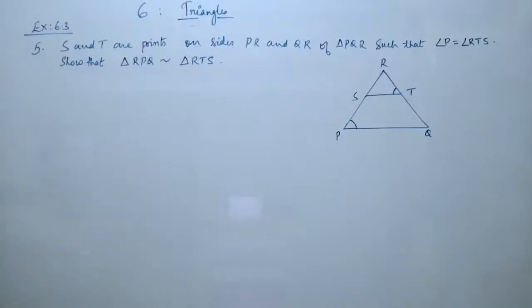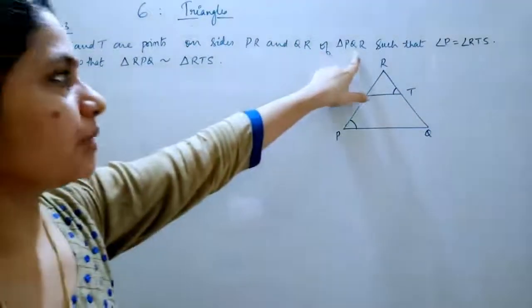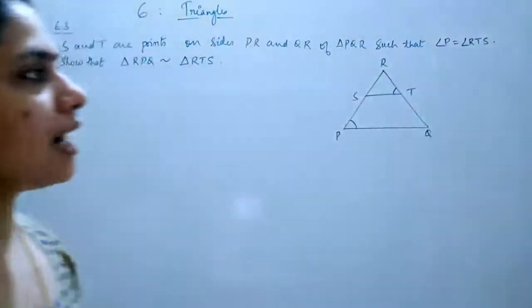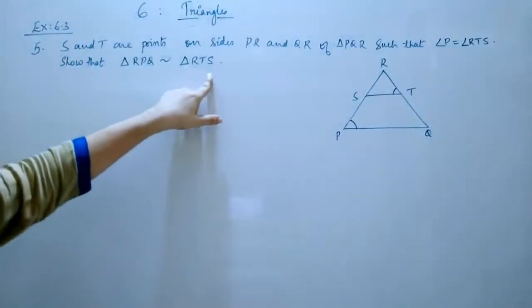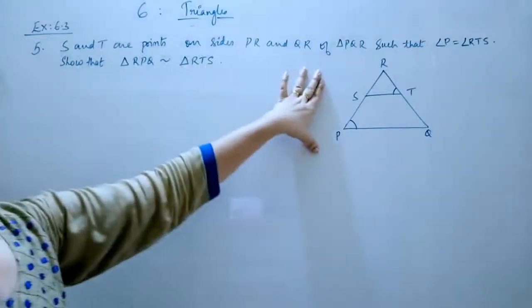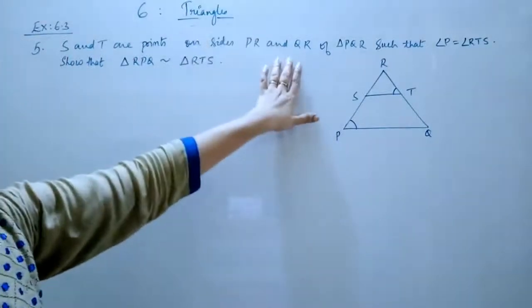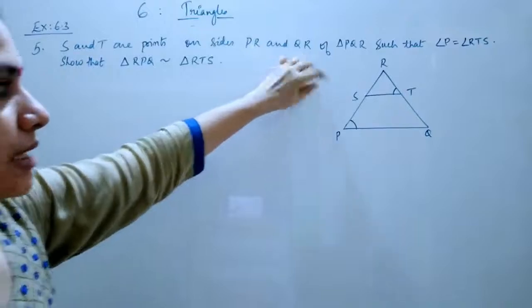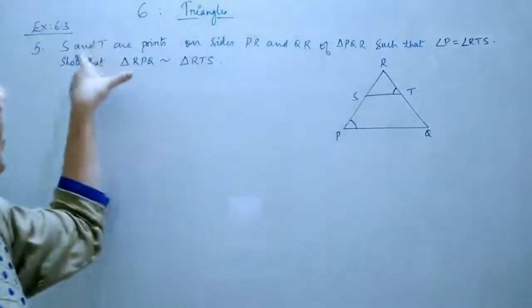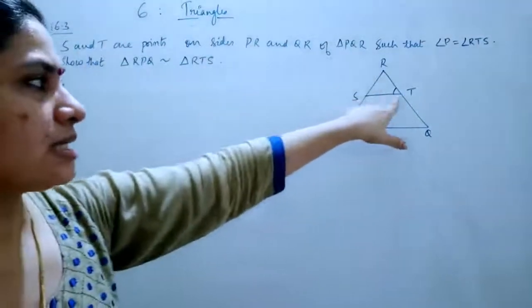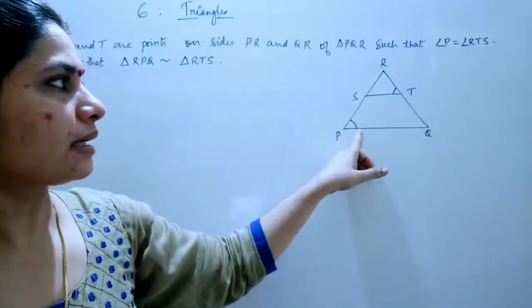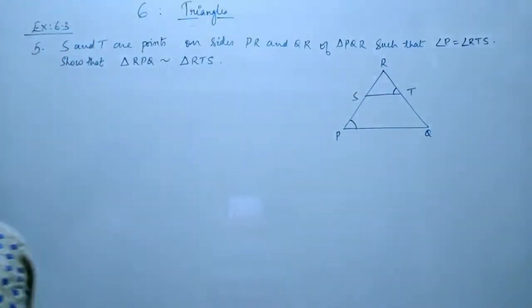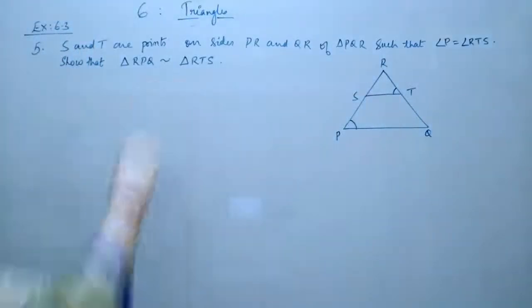Question number 5 is, S and T are points on sides PR and QR of triangle PQR such that angle P equal to angle RTS. Show that triangle RPQ is similar to triangle RTS. For that we need to draw the figure in whichever manner they have told, that is PR and QR sides should have S and T marked on those lines. So this is your S and T, and angle P is equal to angle RTS. This much is given in the question.